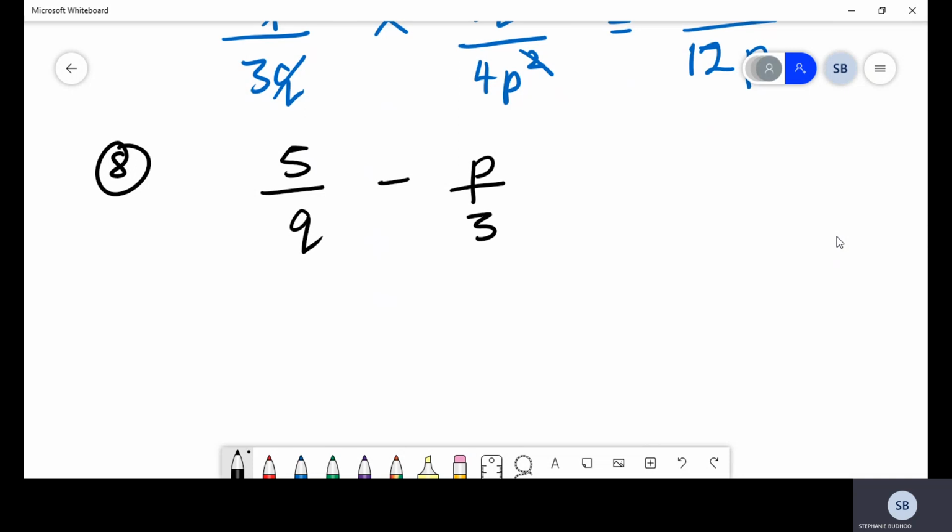Whenever you have a subtraction or addition of algebraic fractions, guys, this is the one where you have to do LCM. Now, there's a very easy way to do the LCM. Usually, for algebraic fractions, all you have to do is simply multiply your denominators. So q multiplied by 3 gives us 3q. And you write whatever sign is present between your fractions.